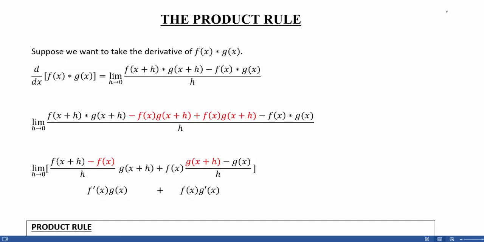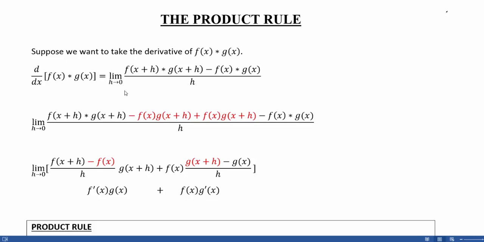The product rule. Suppose that we want to find the derivative of two functions that have been multiplied together. One of the things that we need to do is consider the definition of derivative. Turns out we cannot just take the derivative of the first function times the derivative of the second function. The formula is a little more complicated than that. So let's start with the definition.